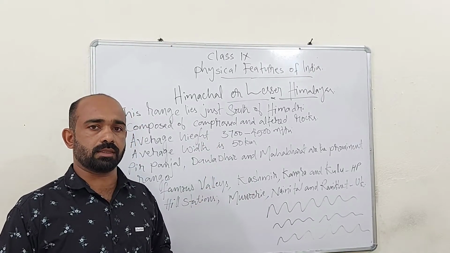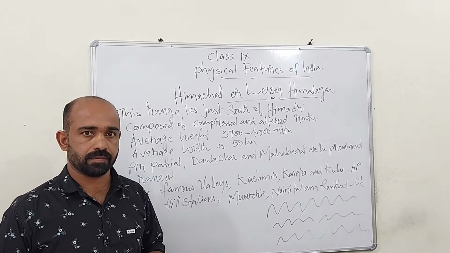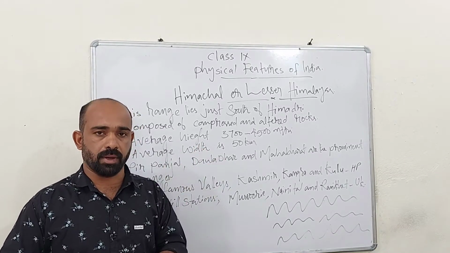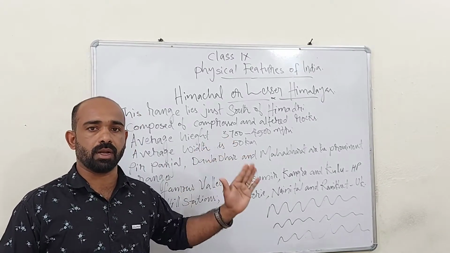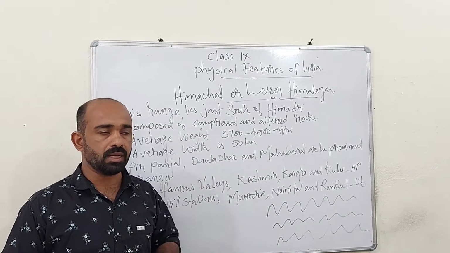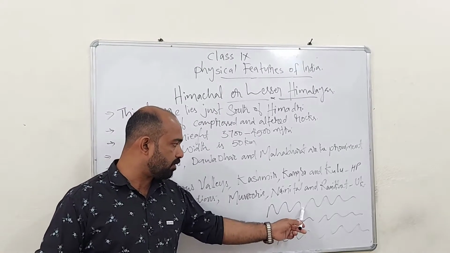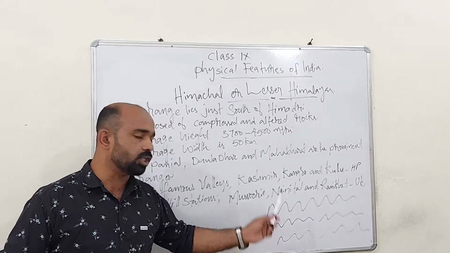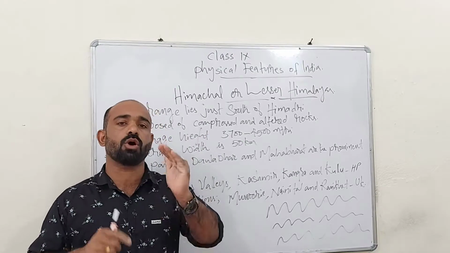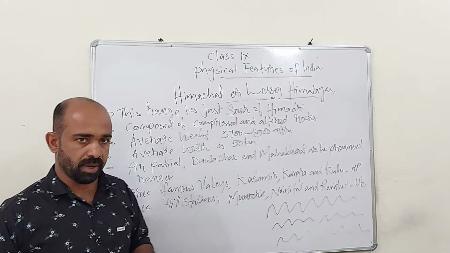Now, let us see the topic: Himachal or Lesser Himalaya. So already we have seen the first of the three ranges of the Himalaya. The northernmost range of Himalaya is called Himadri, and now the second range of Himalaya, that is Himachal or Lesser Himalaya. So this is located between Himadri and Shivalik range. This range lies just south of Himadri.